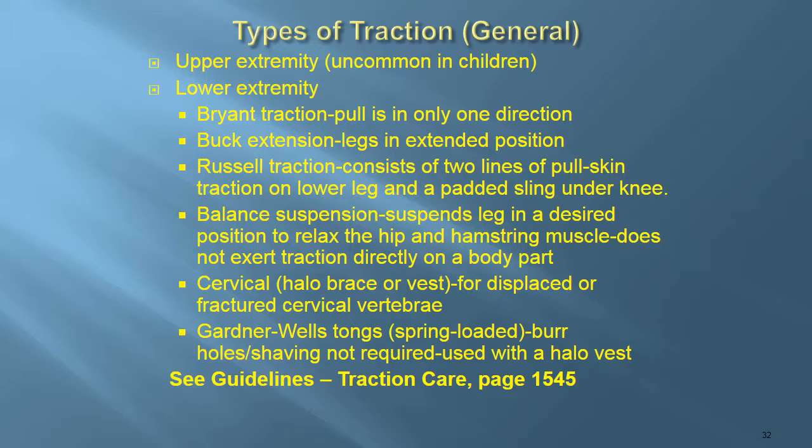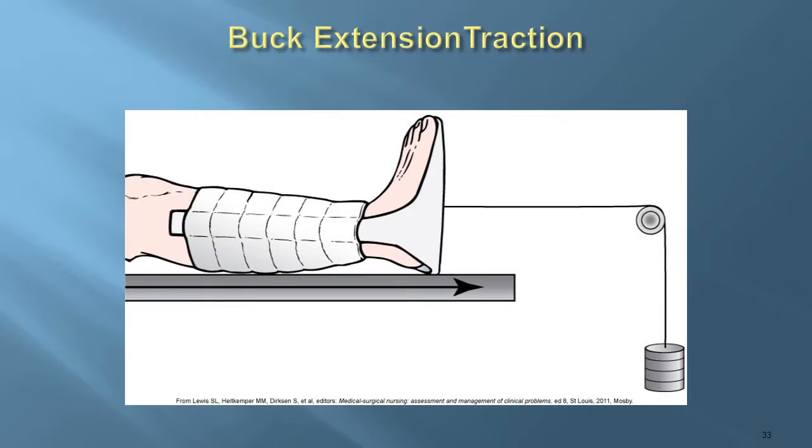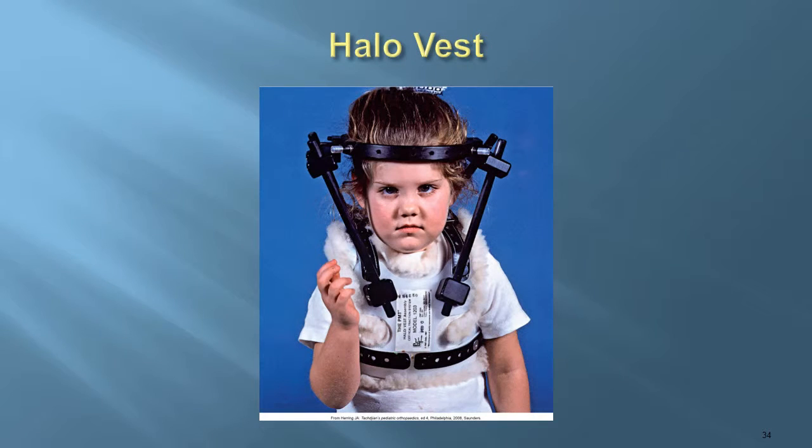Cervical traction with a halo brace or vest is for displaced or fractured cervical vertebrae. Gardner-Wells tongs, which are spring-loaded, do not require burr holes or shaving, and they're also used with a halo vest. See the traction care guidelines on page 1545. Here's an example of Buck extension traction. Here's an example of a halo vest.